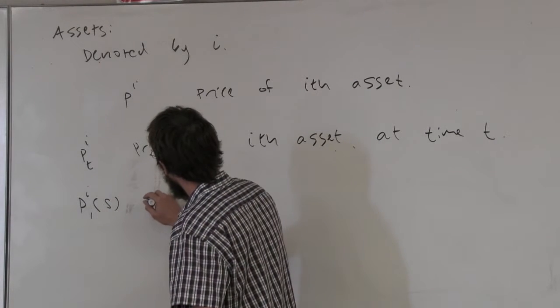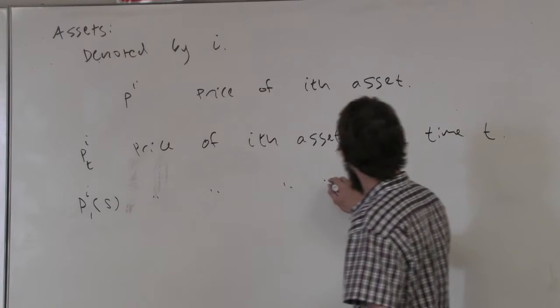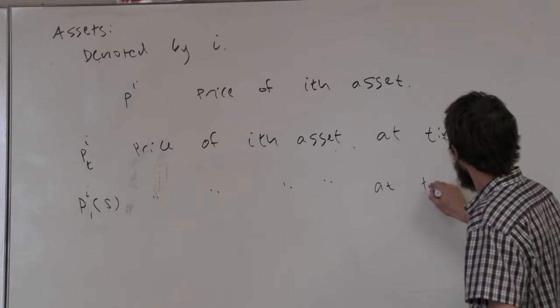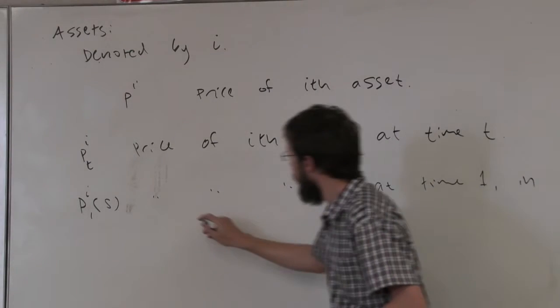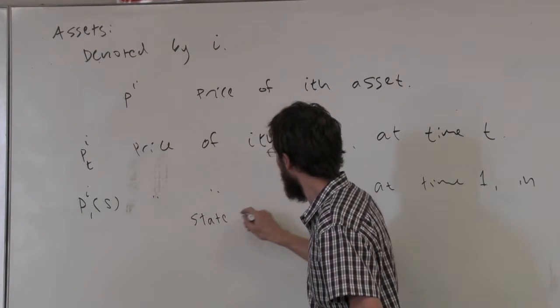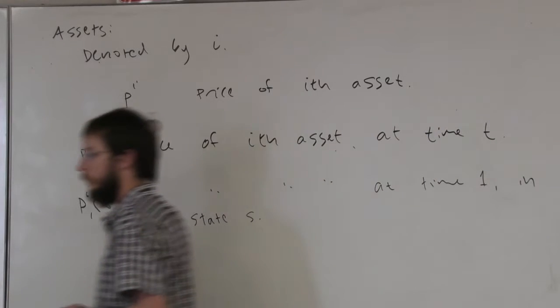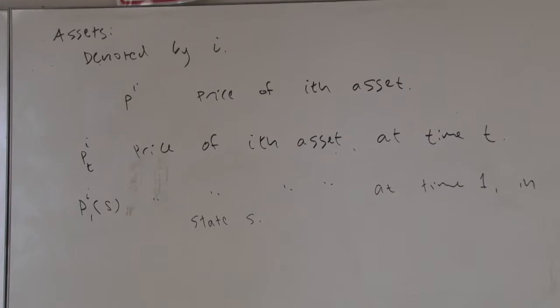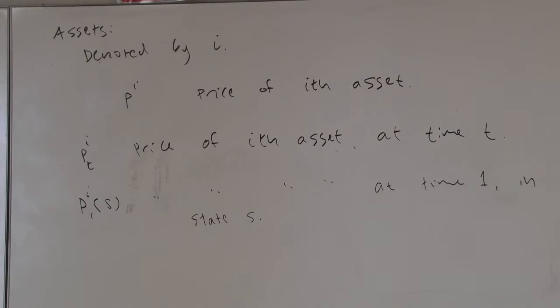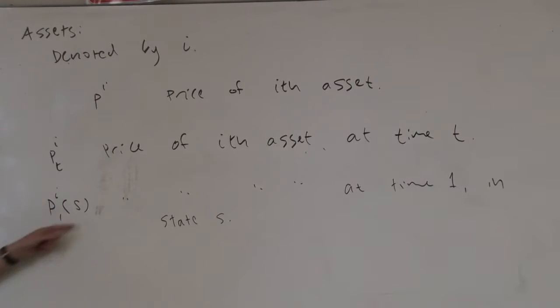So this is the price of the ith asset at time 1 in state S. So that's what I mean about this notation. It's very, very dense. There's a lot of information there. But any questions on what any of that stuff represents?